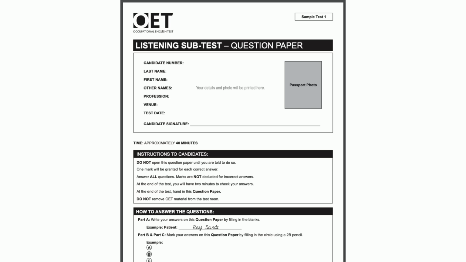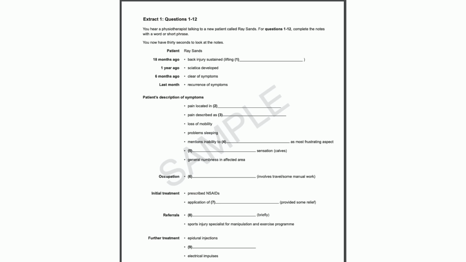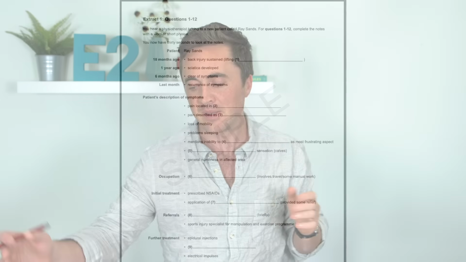So this is what the listening subtest question paper looks like. You open it up and you've got listening part A. And what you're looking at here is a set of case notes that has gaps. For example, you can see patient Ray Sands, 18 months ago, back injury sustained, lifting, and so on. And what you're going to hear is a consultation between a medical professional, it may be a doctor or a physio or a nurse, talking to a patient, okay? And they're going to be having a conversation. Obviously, the medical professional is going to be asking questions, but there's a bit of back and forth. All of the answers for these gaps come from the patient. The patient will be responding and saying the answers.